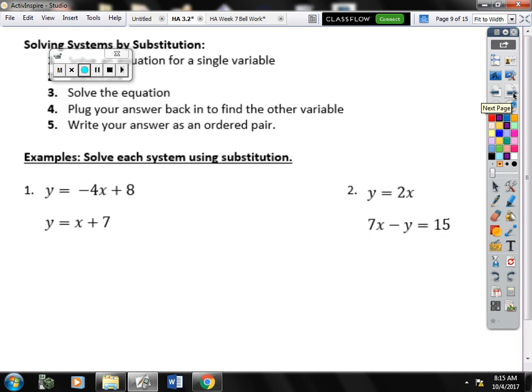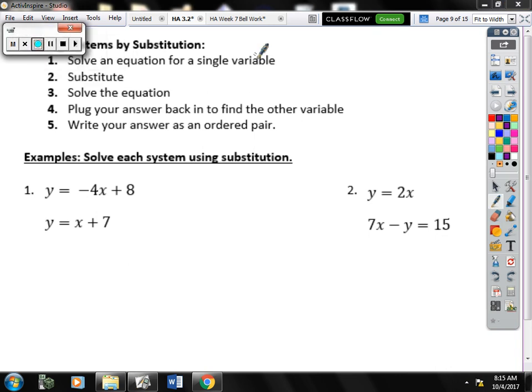All right, so here are our steps for solving by substitution. First of all, you want to solve an equation for a single variable. You'll substitute like I showed. You'll solve the equation to get the value of either x or y, and then you'll plug it back in to find the other. Make sure that you don't forget to write your final answer as an ordered pair, and also make sure you don't put it in the wrong order. It has to be x, comma, y.